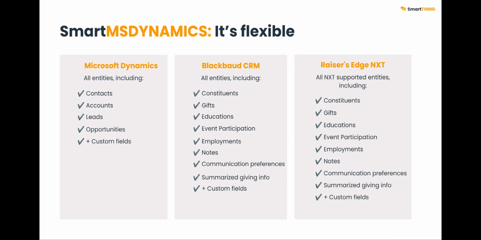Regarding Blackbaud CRM, we cover all the relevant entities: constituents, gifts, and educations. We can push and pull this data or summarize it and transfer information to or from Microsoft Dynamics. The same applies to Raiser's Edge NXT, where we support constituents, gifts, educations, and event participation. The list continues to grow as Blackbaud adds more features.